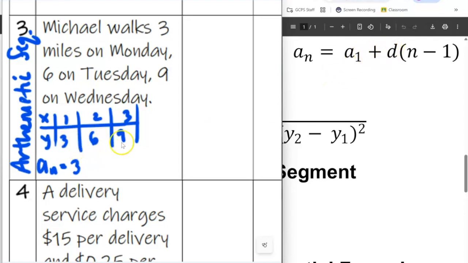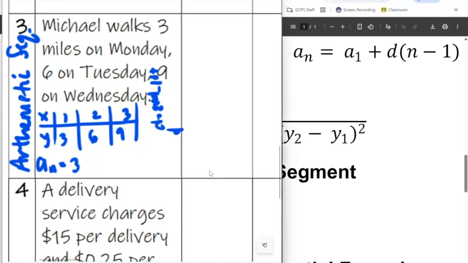So what's my common difference? And how do I find my common difference again? So D is equal to my second minus my first. So D is equal to, what's my second number? 6 minus my first, which is 3. So 6 minus 3, which is 3. So my common difference is positive 3. So back to this, my first term is 3 plus my common difference. So this is plus 3, parentheses, and then what do we have? N minus 1.